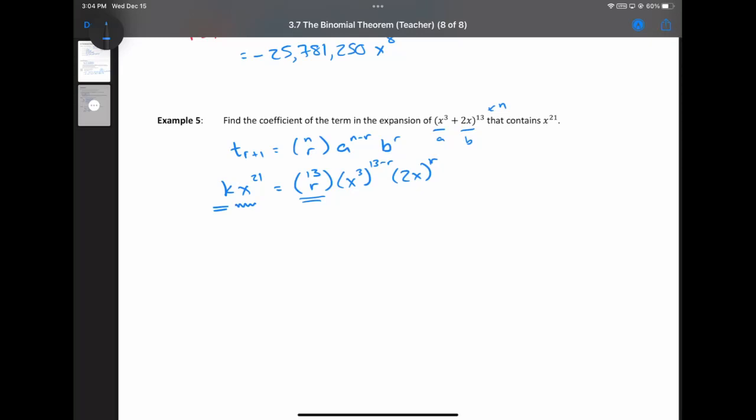It doesn't have an x to anything in it. This part here is x to some exponent. And the last one is kind of both at the moment. So what I'm going to do is actually try to separate it out. So 2x to the exponent r is actually equal to 2 to the r times x to the r. And I'm going to bring that 2 to the r to the front.